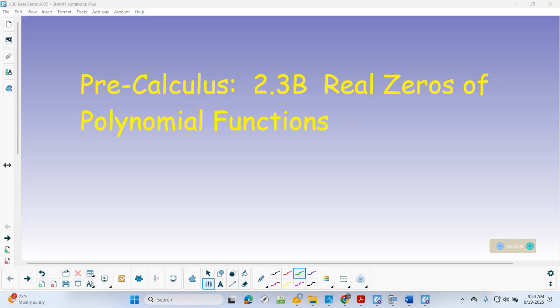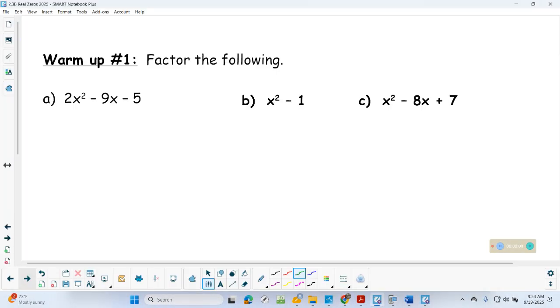Today. All right, so here we go. First off, of course, you're going to see some factoring today, as always. So let's just review our factoring process. Again, your trinomial, lead coefficient 2.